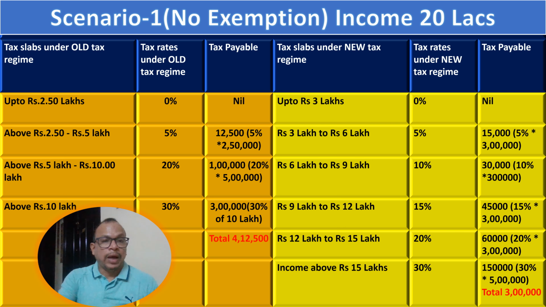is 5 lakhs to 10 lakhs it is 20%, so the tax payable is 1 lakh, and above 10 lakhs the tax rate is 30%, and the tax payable is 3 lakhs, that means 30% on 10 lakhs. So under the old tax regime the total tax payable is 4 lakh 12,500.